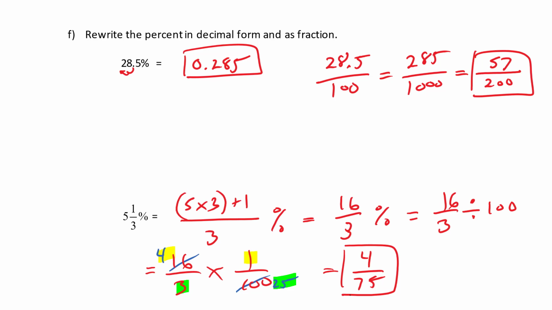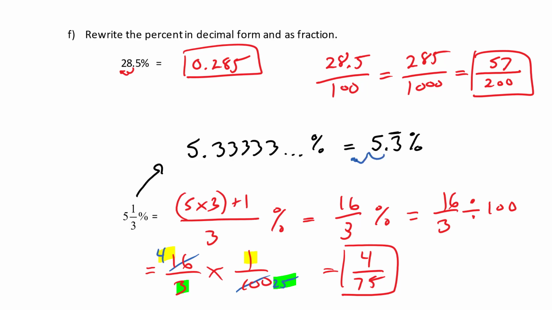As a decimal, what does 5 1/3% really mean? 5.33333 repeating percent, which I could write as 5.3 with a bar over top percent. Here I see the decimal. I move it 1, 2 spots over, put in a 0 as a placeholder, and here I get 0.053 repeating. Hopefully after reviewing this content, you feel more comfortable using percentages.